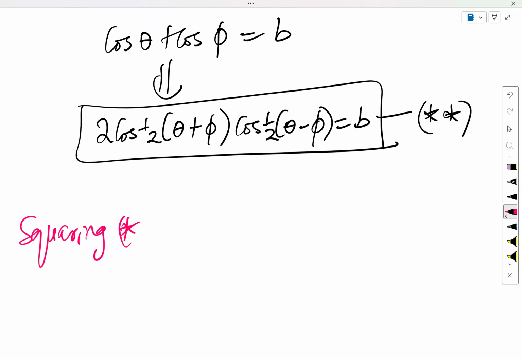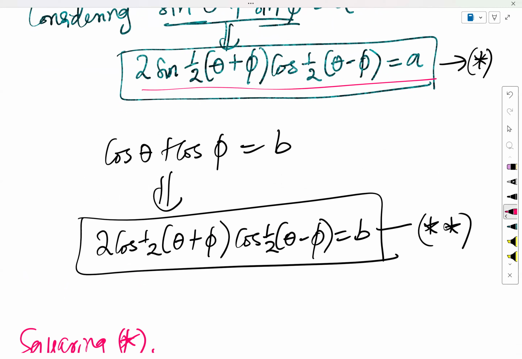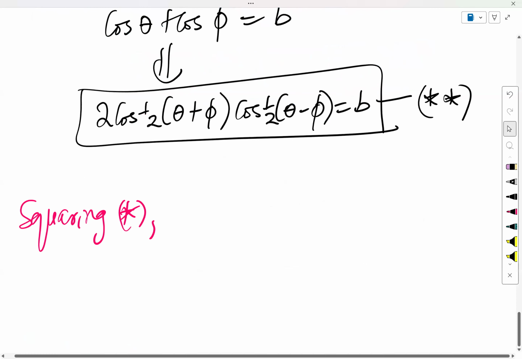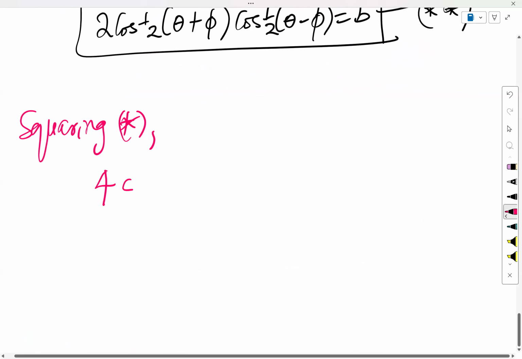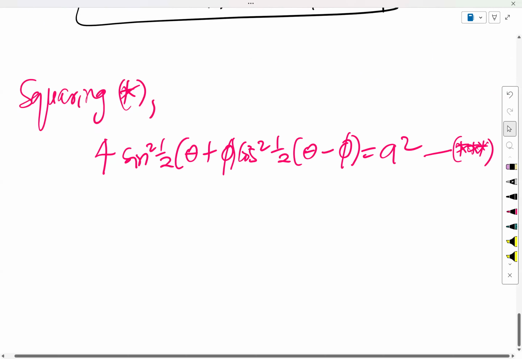Squaring star. If you square star, that means you're squaring the whole of this expression. That means you're going to have 2 raised to power 2, that's 4. Then if you square this, that's sine squared half theta plus phi, cos squared half theta minus phi, and that is equal to a squared. So we have 4 sine squared half theta plus phi, then cos squared half theta minus phi, and that is equal to a squared. Let's call this, that's why numbering is good, 3 star now. That's a lot, but let's just do that.